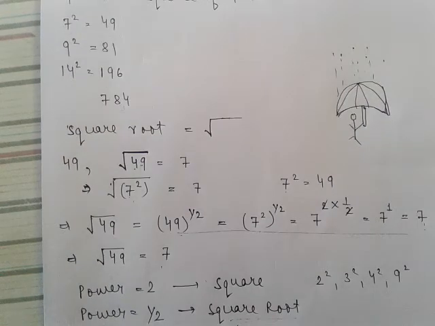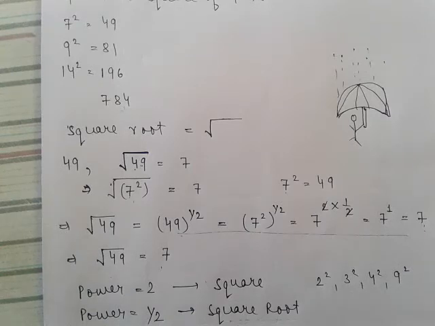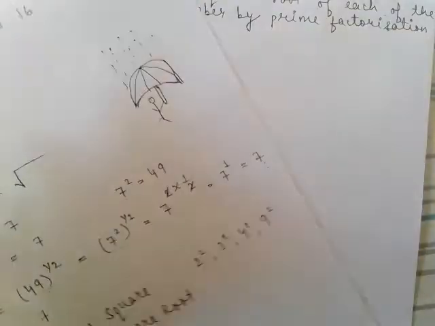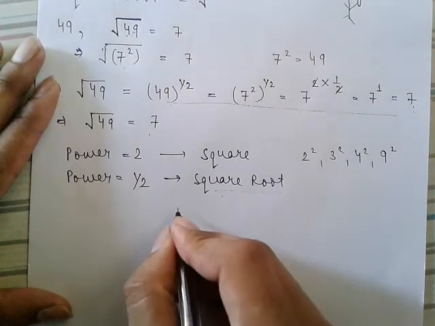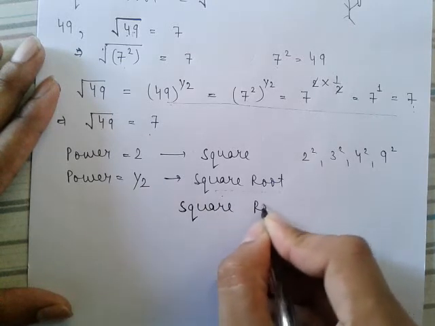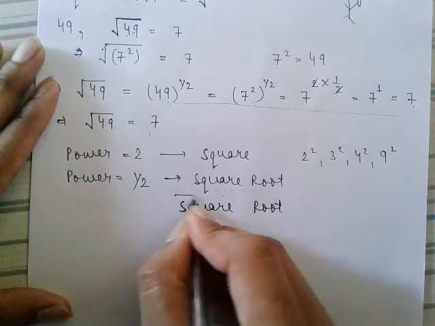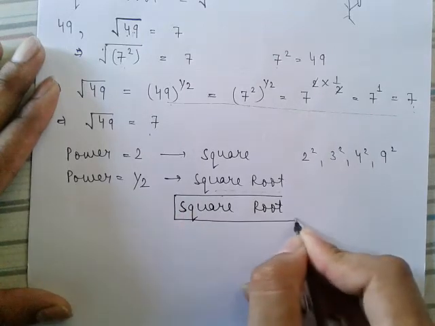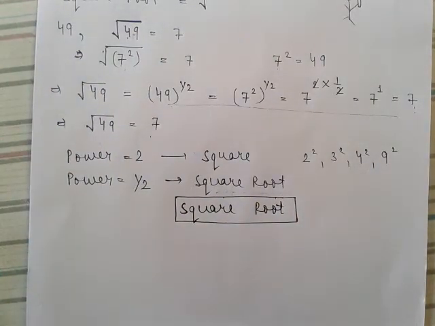So now we will learn some useful methods to find the square root. There are actually 3 methods. I will write it here. So if you want to find the square root of a number, you can find it in 3 different ways. There are other ways, but in your class 8 mathematics course there are only 3 methods.